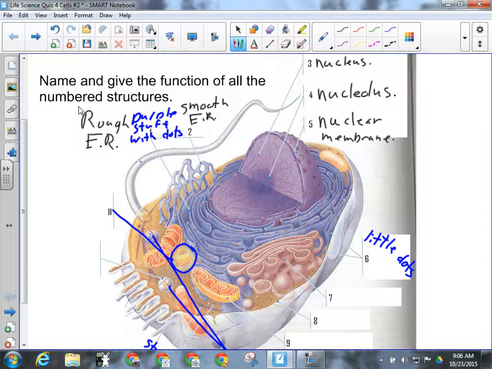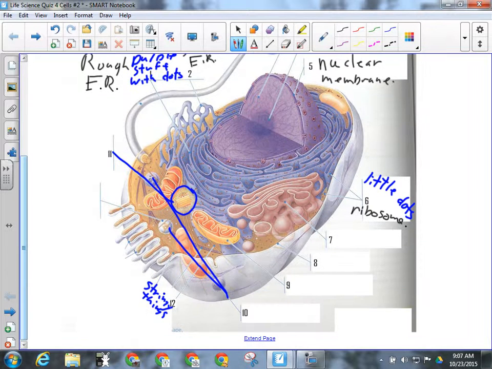All right, for number 6, the little dots are ribosomes. And what do ribosomes do? They make protein, produce protein, synthesize protein, something about protein and the making thereof.